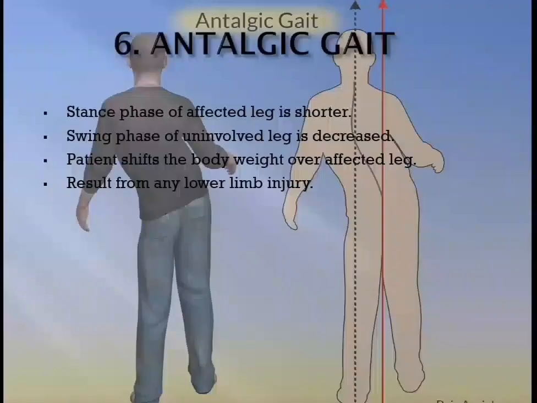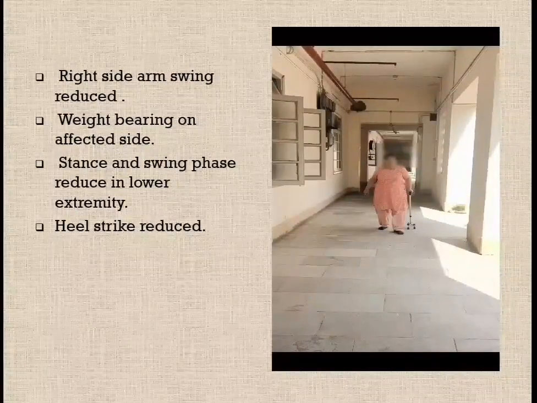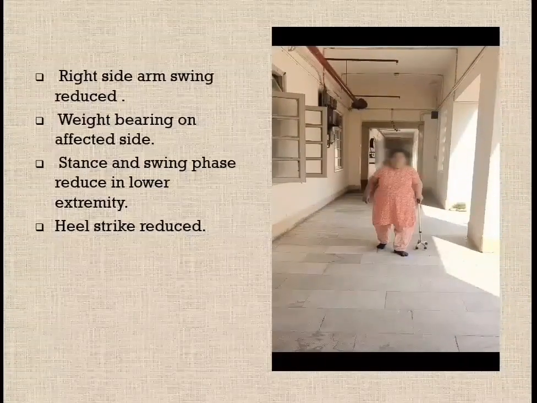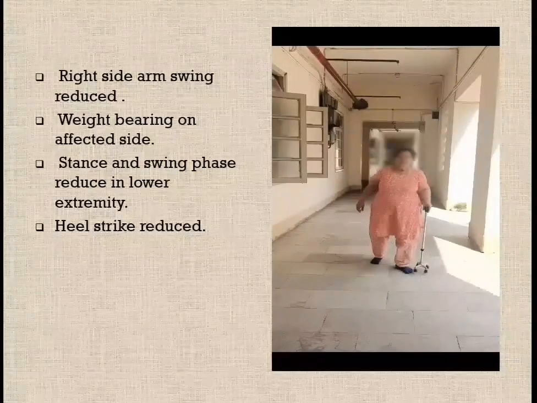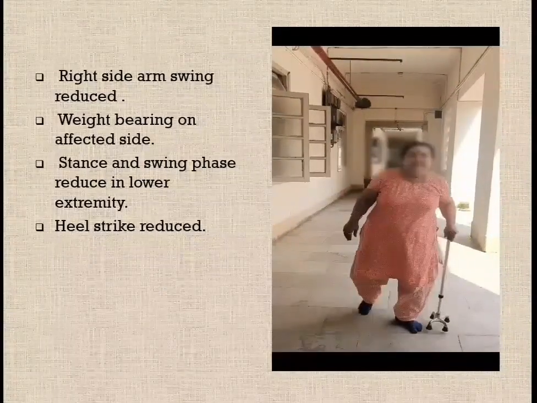Sixth, antalgic gait. Stance phase of the affected leg is shorter. Swing phase of the uninvolved leg is decreased. The patient shifts the body weight over the affected leg, a result of any lower limb injury. The components seen are reduced right side arm swing, weight bearing on the affected side, reduced stance and swing phase in the lower extremity, and reduced heel strike.